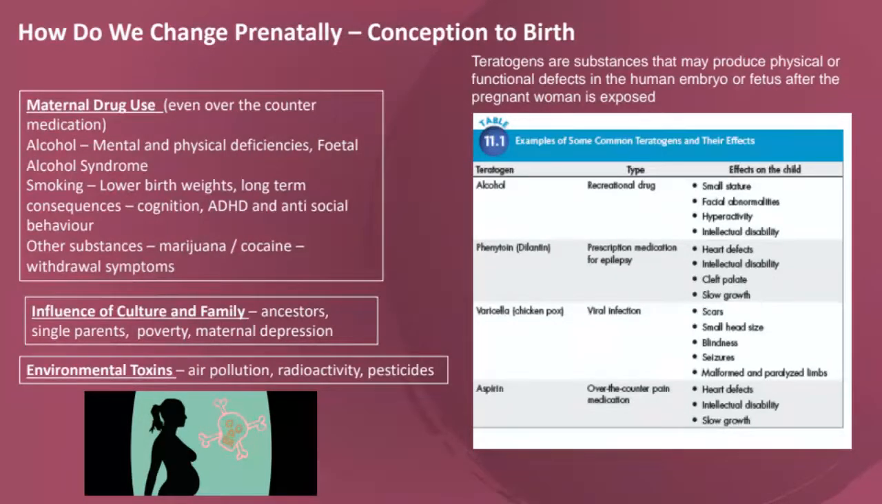Even over-the-counter medicine like aspirin, I've put some of them on the right-hand side there. So aspirin can lead to heart defects, intellectual disabilities, and slow growth. So maternal drug use, it's important to manage that. As well as influence of culture and family.